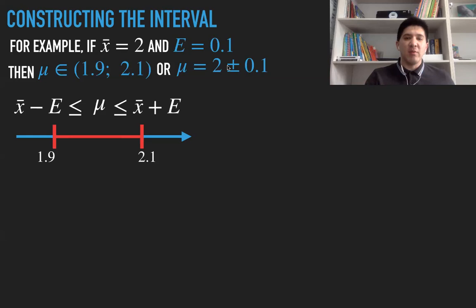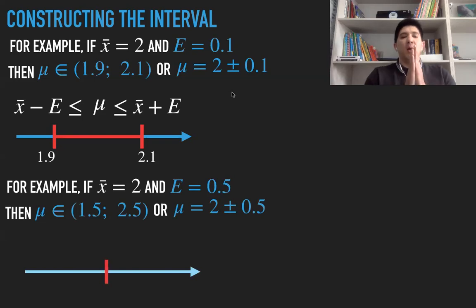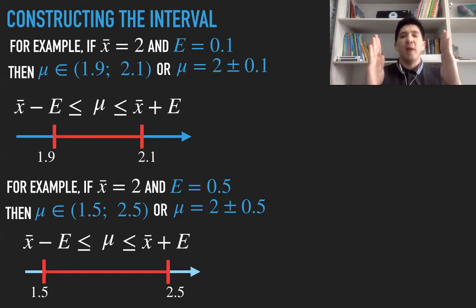Now what I would like to do is increase this error margin. If I increase the error margin with the same mean, then my interval is becoming larger than before. Previously, when the error margin was smaller, the interval was between 1.9 and 2.1. Now, if the error margin is 0.5, then the interval is bigger. Since I'm estimating the population parameter, I would be interested in having a smaller interval, because I would be more sure about my interval. When the interval is large, it doesn't really make sense.